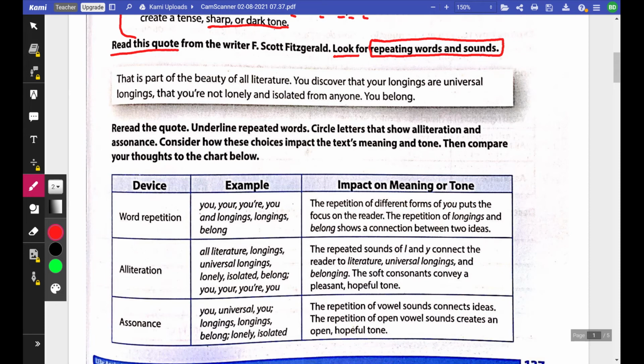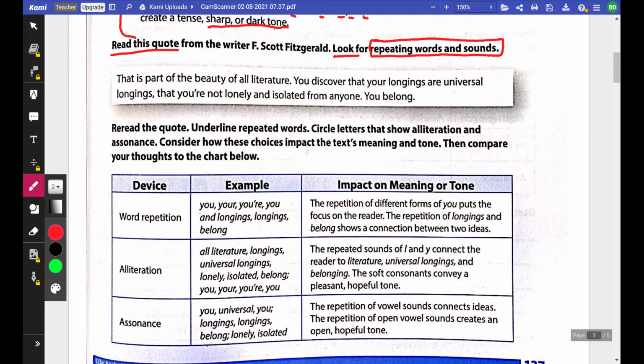All right, so I'm assuming that you're back. I'm ready to see what you have found. So let's go ahead and discuss. Let's look at the quote one more time. That is part of the beauty of all literature. You discover that your longings are universal longings, and you're not lonely and isolated from anyone. You belong. All right, so the first thing I noticed, let's look at our word repetition first.